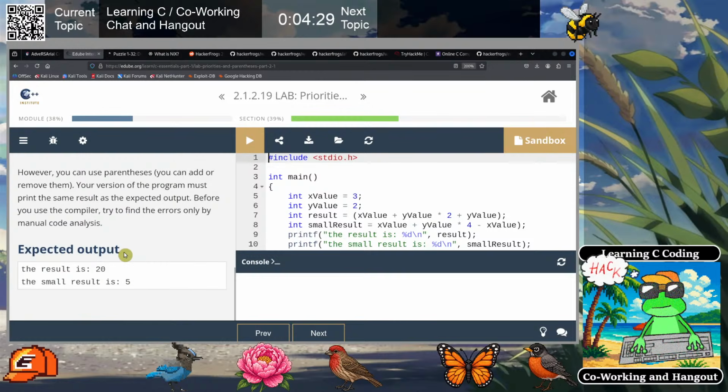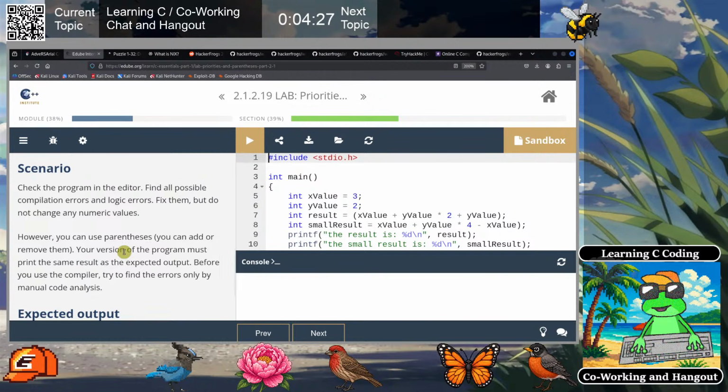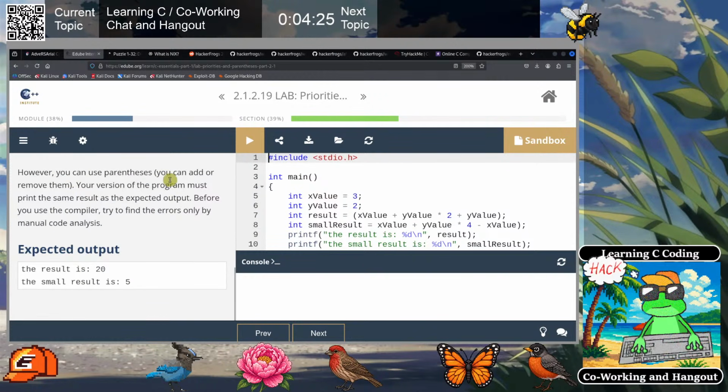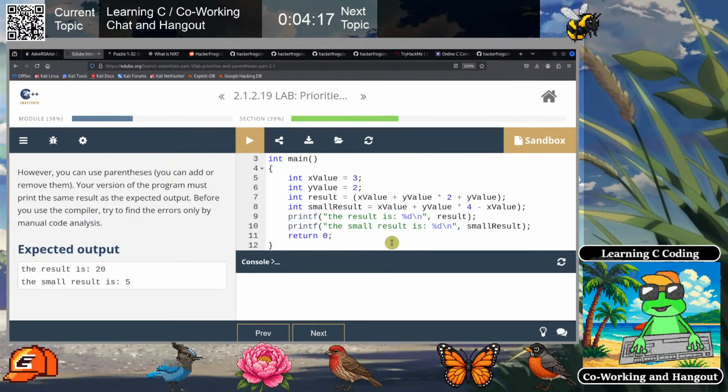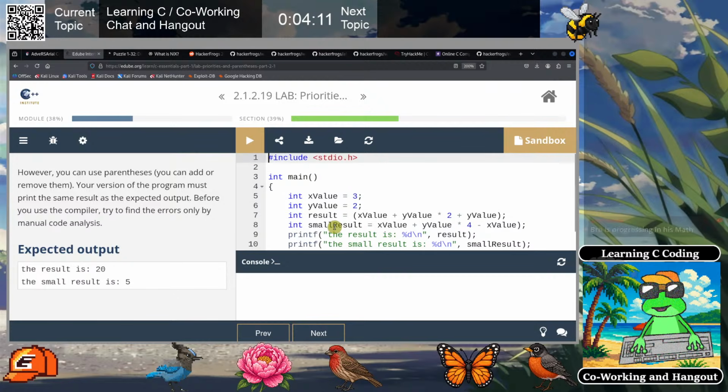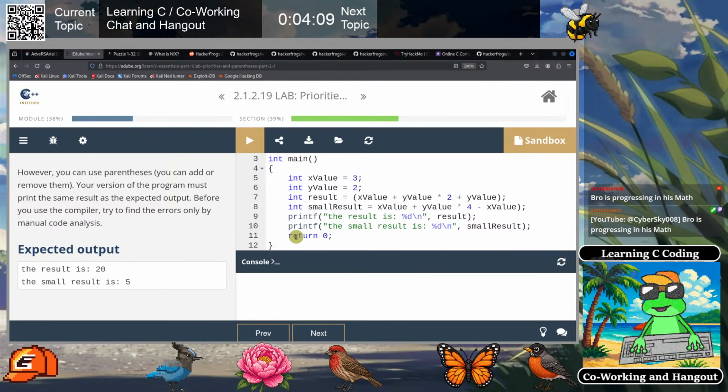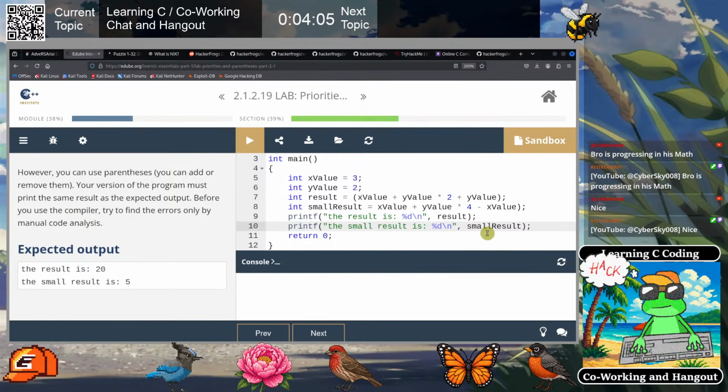Okay, so what are we doing here? You can use parentheses. Your version of the program must print the same result. So the result is 20. The small result is 5. Okay, and then we've got, let's check these printf statements. Small result and result. Okay.